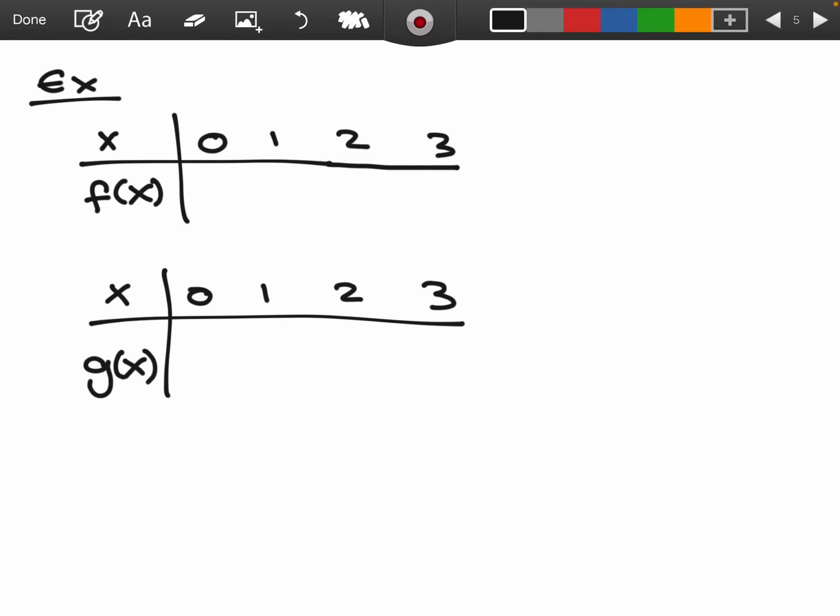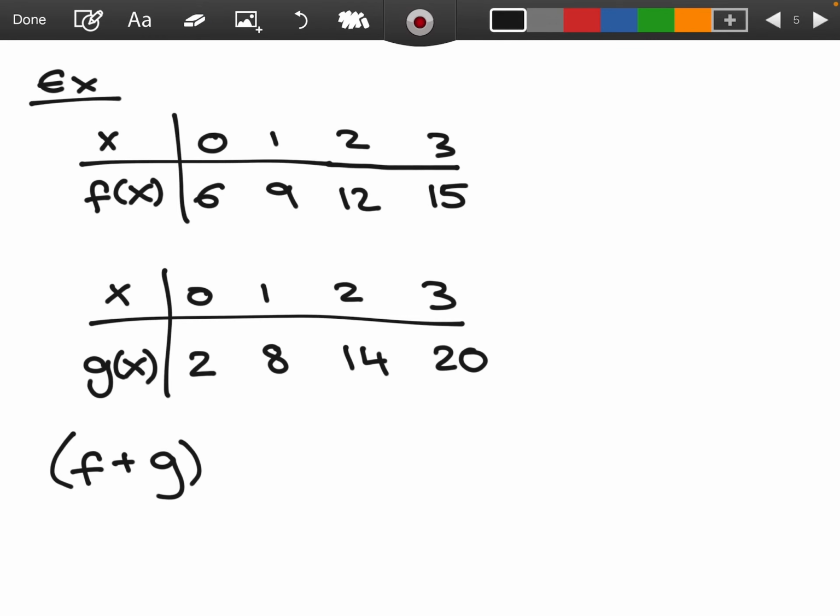And I'll say that f of x in this case is going to be 6, 9, 12, 15. And here I'm going to have 2, 8, 14, and 20. Okay. And I'm going to look at what is f plus g of 0. Okay. So I'm looking at what is this new function f plus g at a particular value. So I'm evaluating f plus g at a particular value.